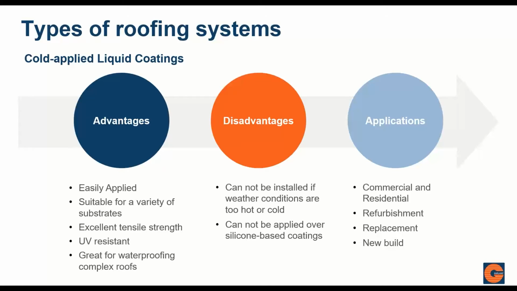And the disadvantages commonly associated with the liquid coatings is that it's completely reliant on the weather being hot or cold. If it's too cold or too hot, it completely affects the curing process. And you cannot apply it over silicone-based coatings, as it simply will not bond to it, and it'll be fading pretty soon. We typically see this used on the commercial and residential sectors. And again, you can do this on new build, existing, or if you're simply upgrading a roof that's at the end of its lifespan and you want to give it a new coating to last another 20 or 25 years.